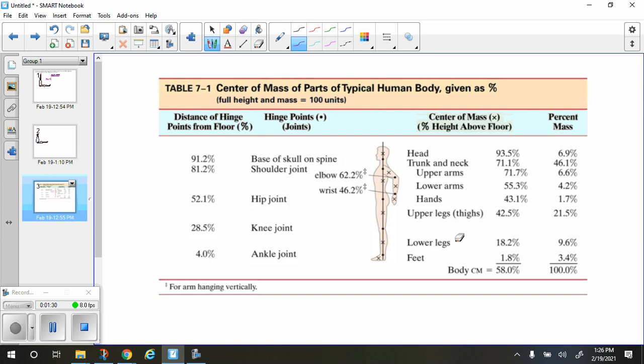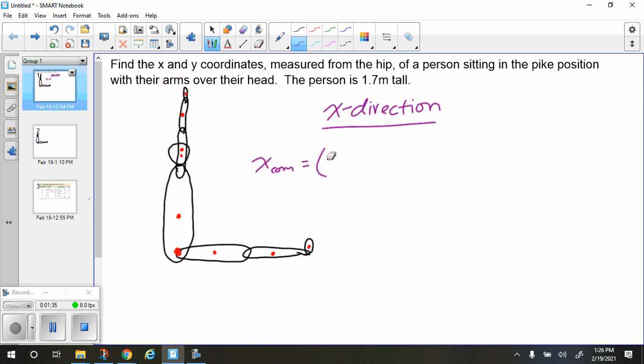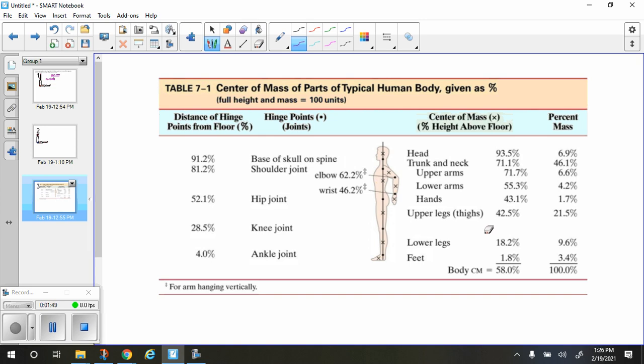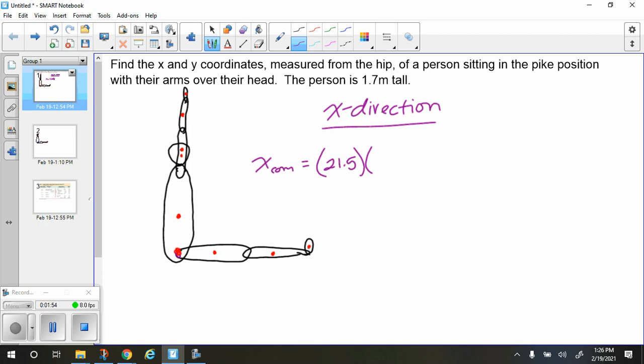So the upper legs are 21.5% of the total mass. So that's going to be my mass. And I'm just going to pretend that I have a 100-kilogram person, so I'm just going to use 21.5 kilograms as the mass. Then the position, I'm also going to just calculate as a percentage. So I need to know how far I'm measuring the center of mass from the hip. So the hip is my 0 point. So I need to know how far the hip is from the center of mass of the thighs.